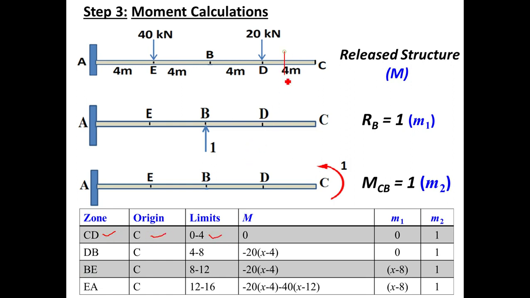Now if you take a section in the first zone in all three figures, take a section at a distance of X from the origin. If you observe the right portion of this section, in the first figure, the released structure, there is no load. If there is no load, the moment is equal to 0. Similarly, in the second figure also, on the right part of the section there is no load. So in the second, that is the M1 column, the moment is again 0.